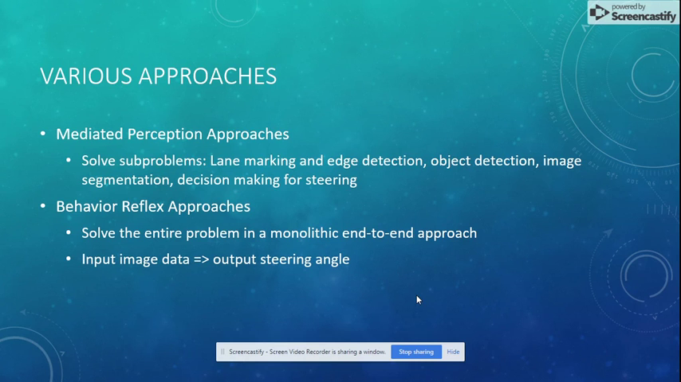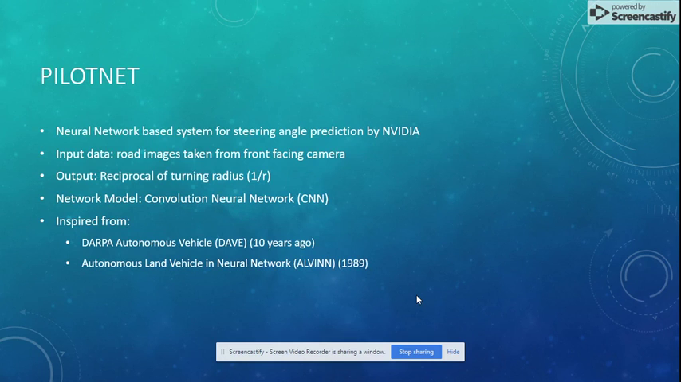The other approach, which we have dived deeper into, is the end-to-end approach, which is also called the behavior reflex approach, where we just give the input image data and the system outputs a steering angle. One of the first architectures that we explore is PilotNet, which was developed by NVIDIA as a part of autonomous driving solutions. PilotNet takes input data of road images taken from the front-facing camera, and it outputs the reciprocal of turning radius.